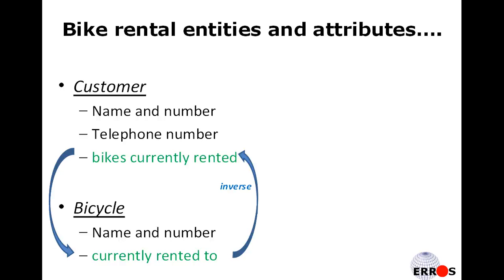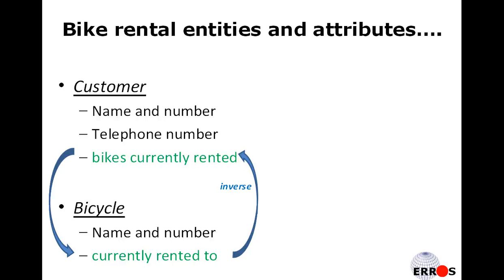We need 2 entity types, customer and bicycle. For customer, the user needs the attributes name and number, telephone number, and bikes currently rented, whilst for bicycle, the attributes will be name and number and currently rented to. Bikes currently rented is a relationship with the bicycle, and the inverse attribute of bicycle is currently rented to. This is a relationship with customer.